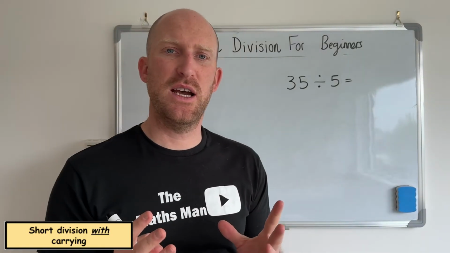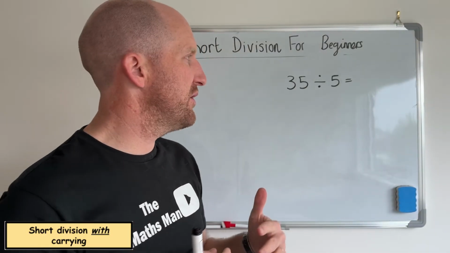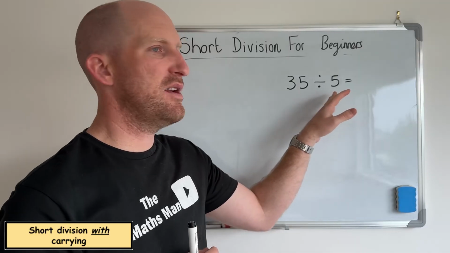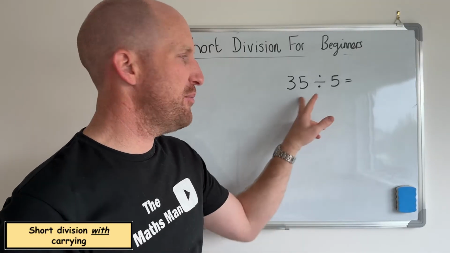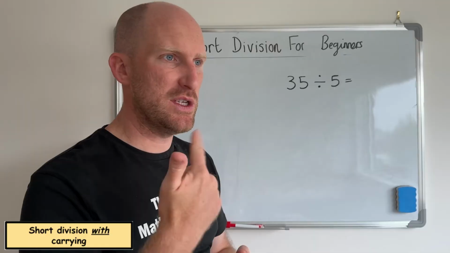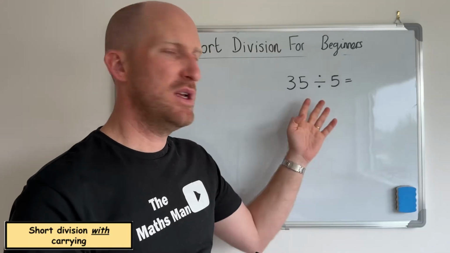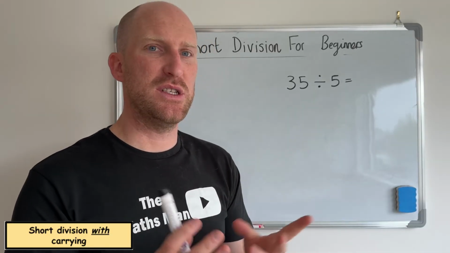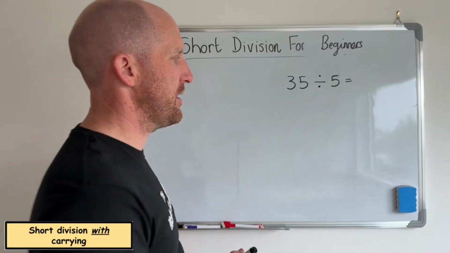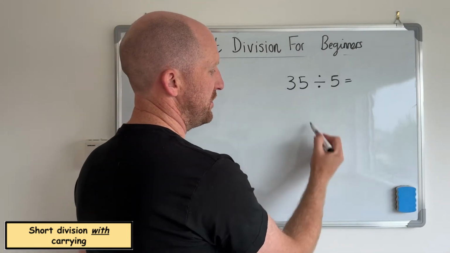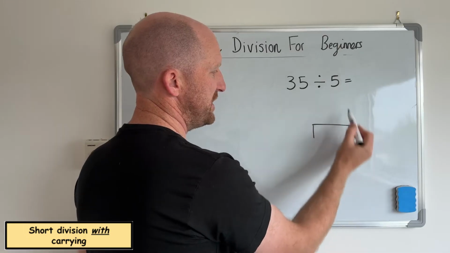So this is a different type of example that we're going to work through now. We've got 35 divided by 5. Now I do realise that most people can probably do this by doing their 5 times tables, but I'm still going to show this as an example just because it's easier. So again, we turn this into a short division method.